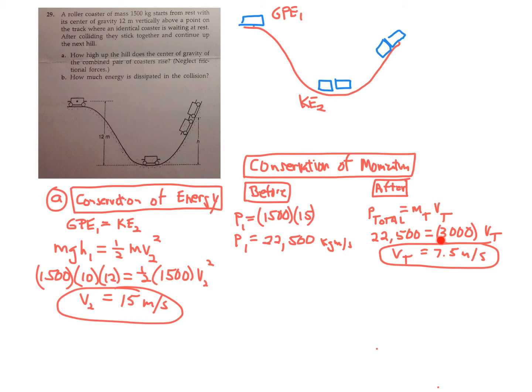So the T here stands for total. Total mass times the final velocity after the collision at the bottom of the hill. So at the bottom of the hill, these two cars will be going 7.5 meters per second. So now what we'll do to go back up the hill, assuming no frictional losses, there is some transfer to heat during that collision. We'll come to that in part B.